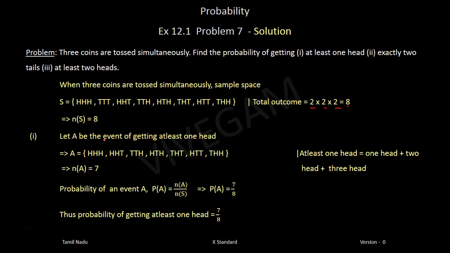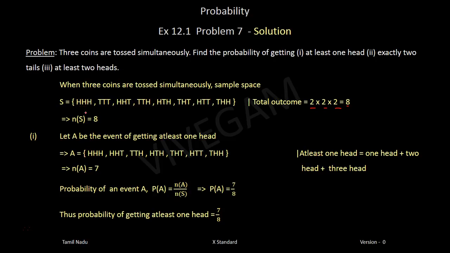So now let's get into it. Let A be the event of getting at least 1 head. At least 1 head means 1 head or 2 heads or 3 heads. So that's what they say, at least 1 head. If they say at most 1 head, then it will be 0 heads or 1 head. At least 1 head is 1 head or 2 heads or 3 heads. So you'll have to see which outcomes here give you that event.